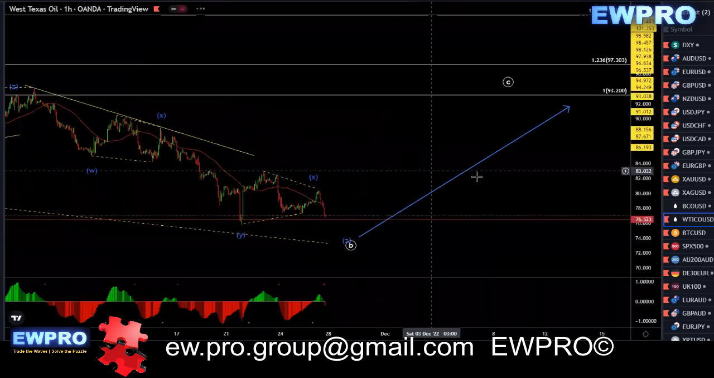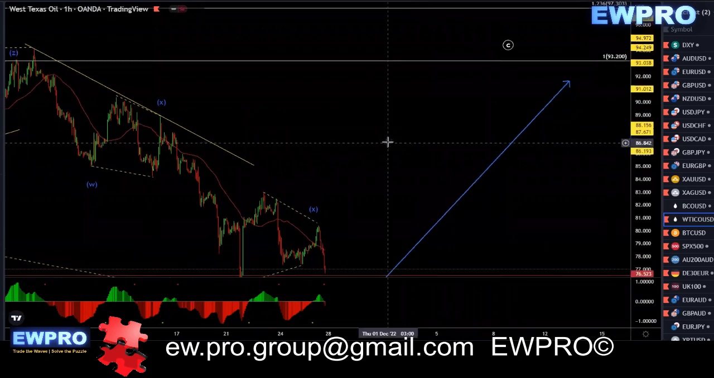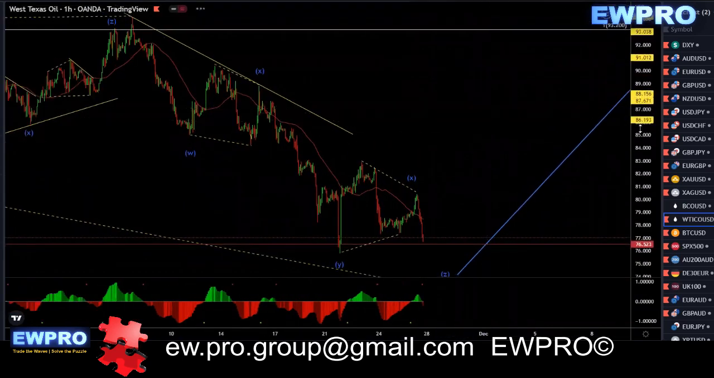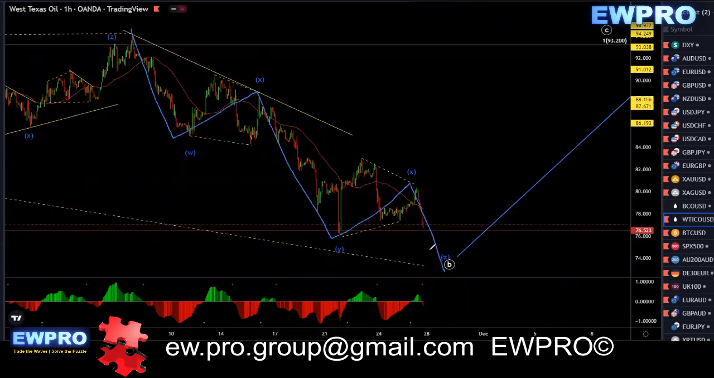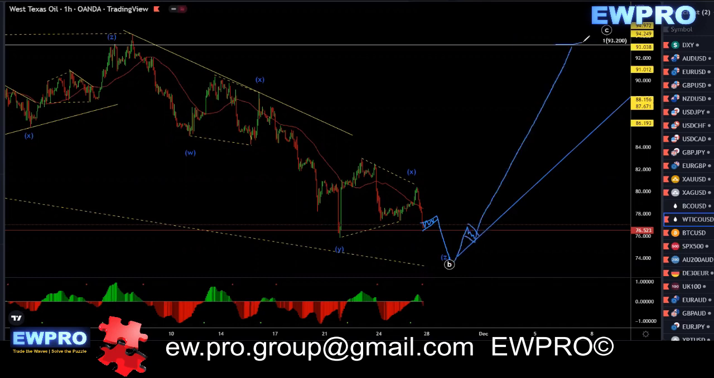On the H1, we're looking for one more down. Looking at a WXY, X2, and we get this Z down. If you do get a little bearish flag in here, you can look for the sell, mainly just for a scalp, and then you'll be looking for any buy setup. You'll be looking for that buy up to the 100 pip.